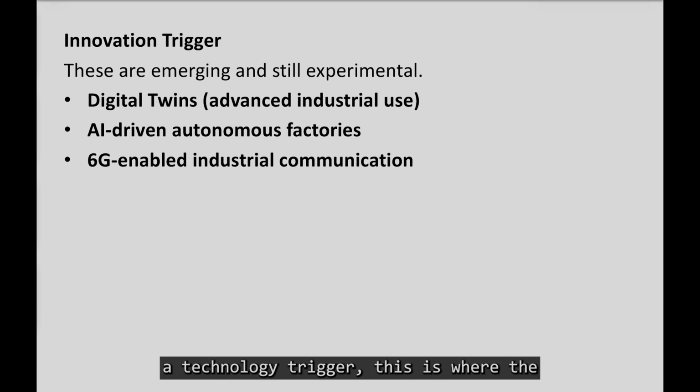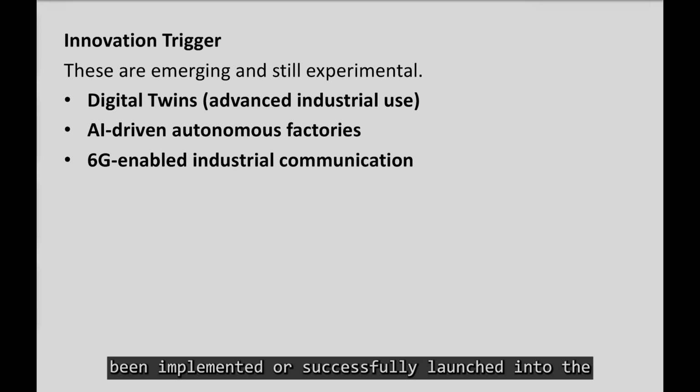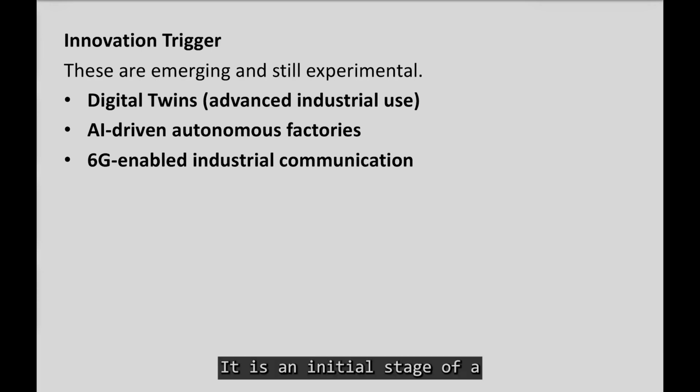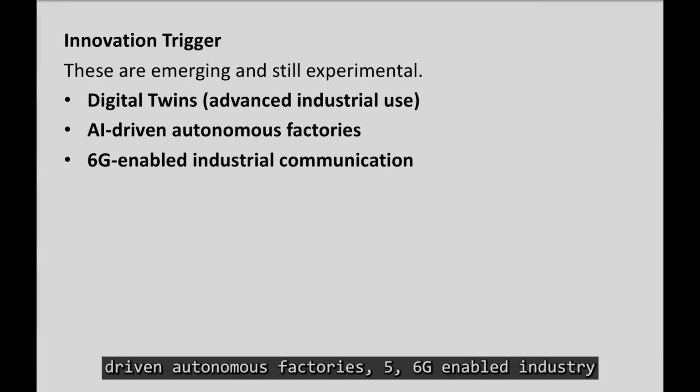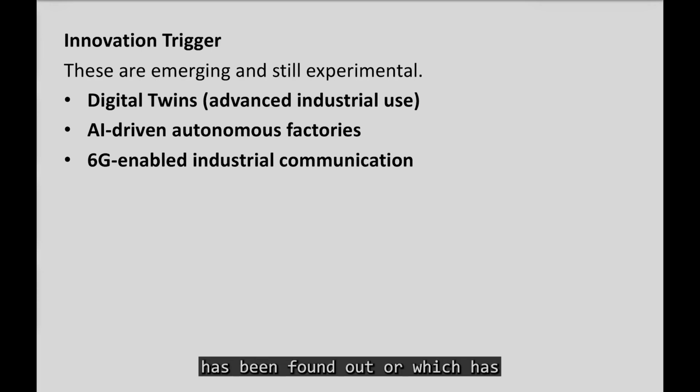This is where the technology is still emerging, or it is in the experimental state. It has not been implemented or successfully launched into the market. It is an initial stage of a technology. It has not been used or implemented in an environment. Say, for example, digital twin, AI-driven autonomous factories, 6G enabled industrial communication. These are all new technologies which have been formulated, but have not been used in an industry or a business yet.